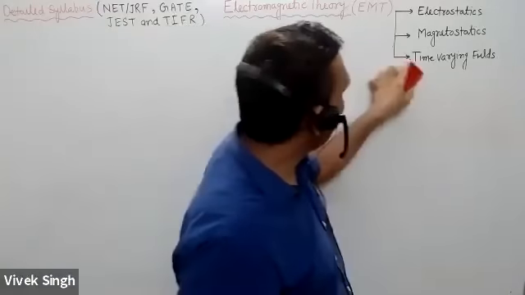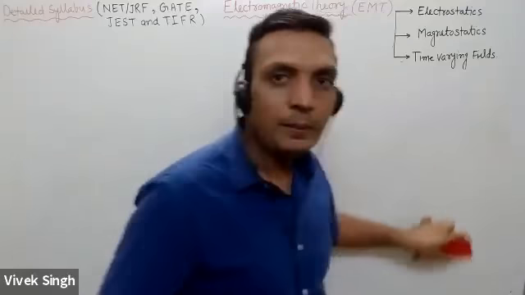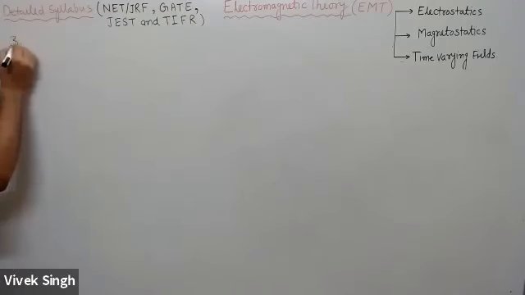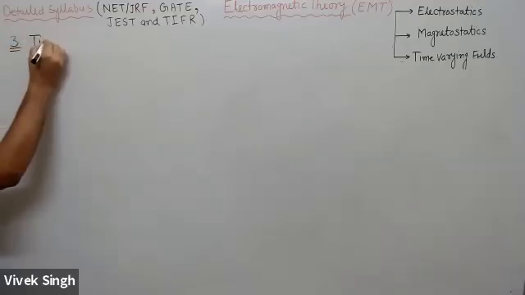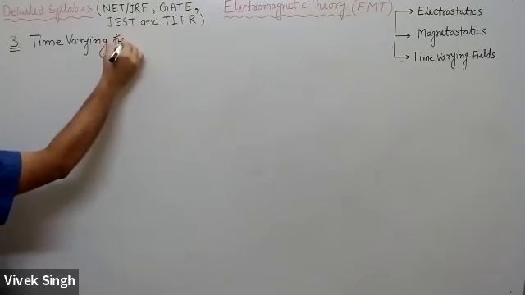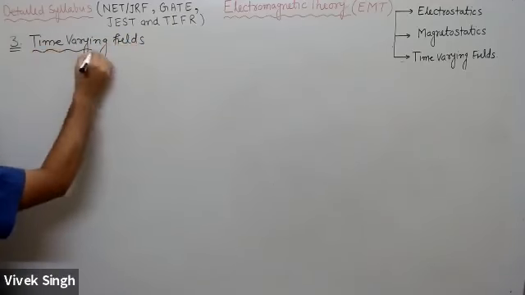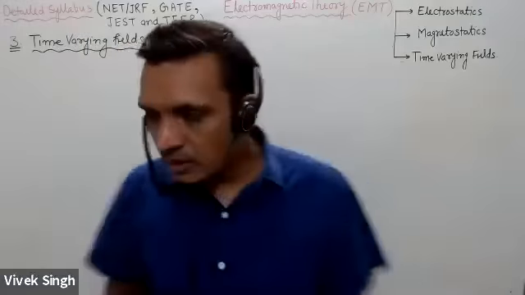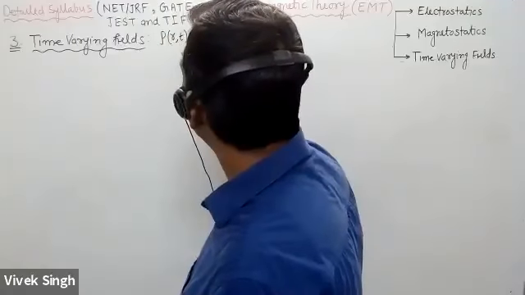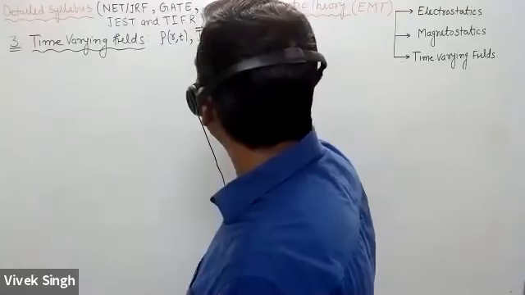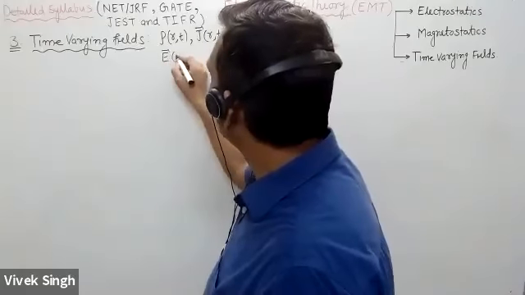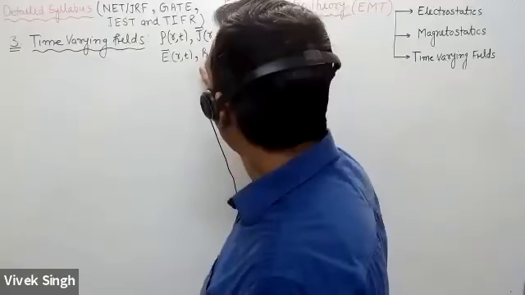So in time varying fields, we will start with Maxwell's equations. Now you will see source is a function of time. For example, charge density is a function of distance as well as time. And current density J is also a function of R and T. So corresponding E and B are also functions of R and T.